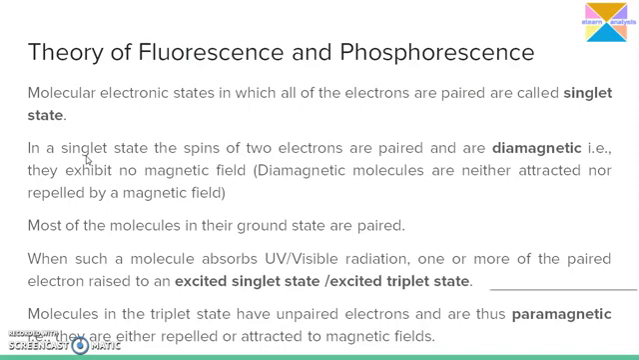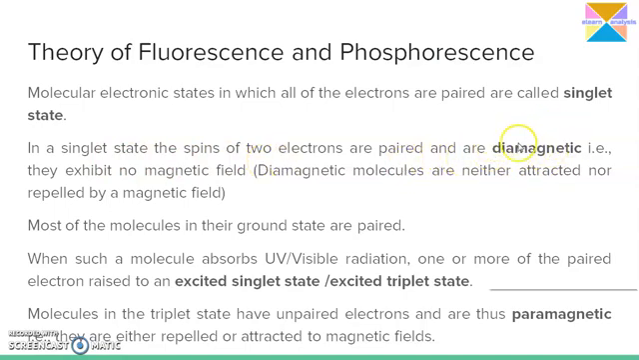In order to understand this singlet state, I have more meaningful slides hereafter. We will understand the singlet state, the triplet state, and so on, and the various diamagnetic and paramagnetic properties involved with the singlet and triplet states. So coming to the singlet state, in this singlet state, the spins of the two electrons are paired and are diamagnetic.